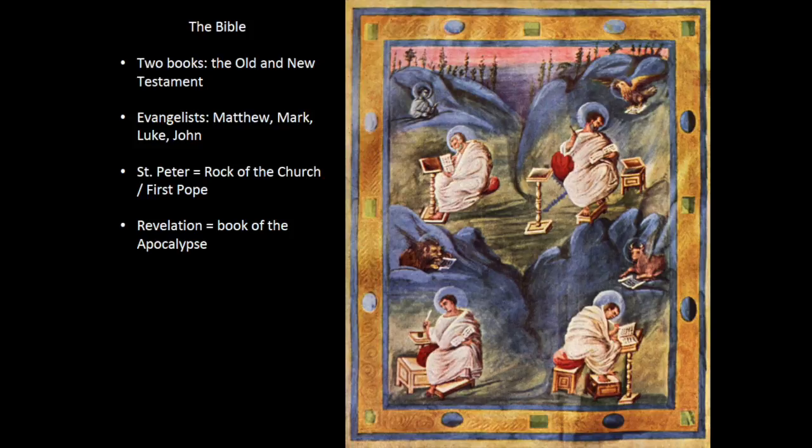The final book is Revelation, the Apocalypse, a series of intense visions and prophecies concerning the eventual triumph of God at the end of the world, written in about 95 CE. And I bring these up so that as we go through the course, you will have some point of reference. Also know that St. Peter is also called the Rock of the Church, and he is considered the first pope.